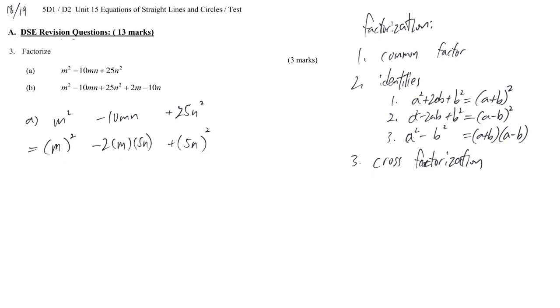But this is just a guess, so we still need to multiply it to check whether negative 10mn can be written in this format. We find that negative 2 times 5 is negative 10, so this is a correct guess. Then we can proceed and write it down.